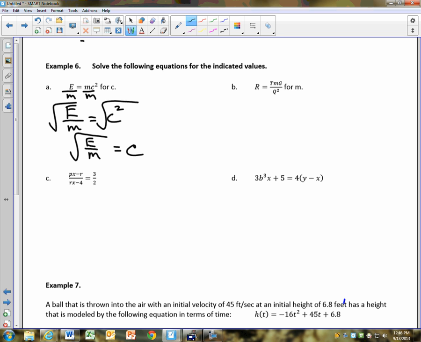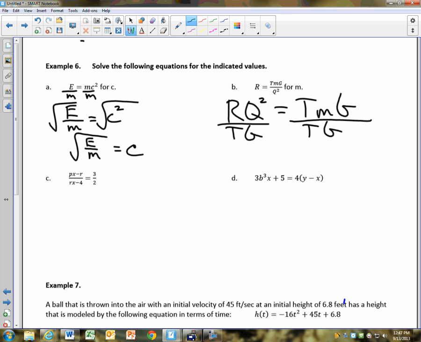R equals TMG over Q squared. Solve for M. What do you do first? Good. R times Q squared equals TMG. Now, divide by T and G. So M equals RQ squared over TG.